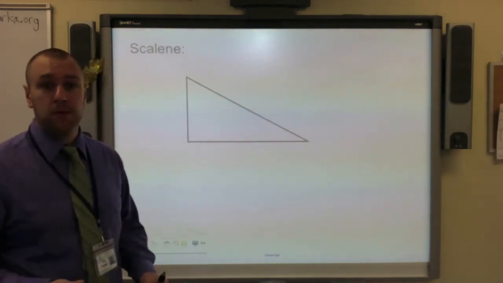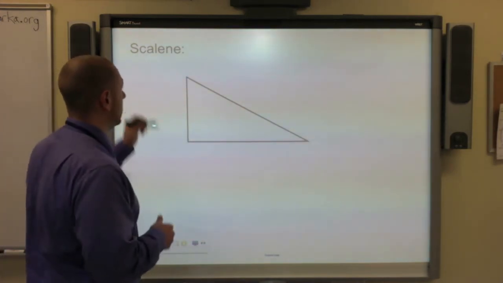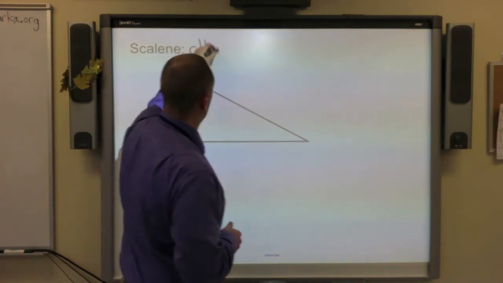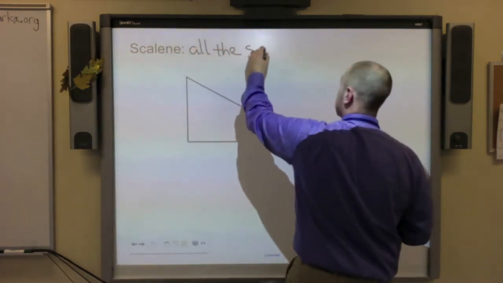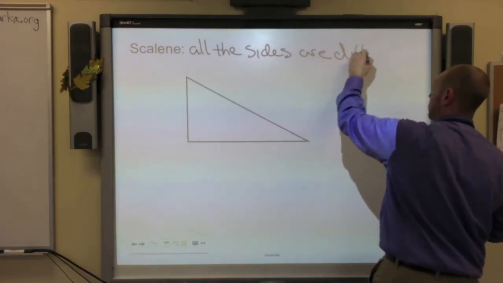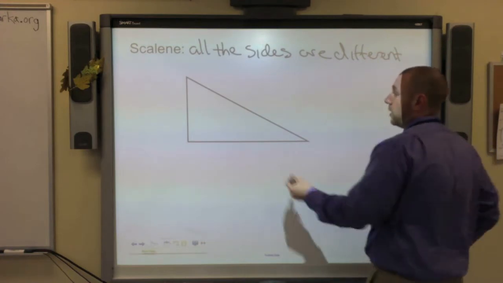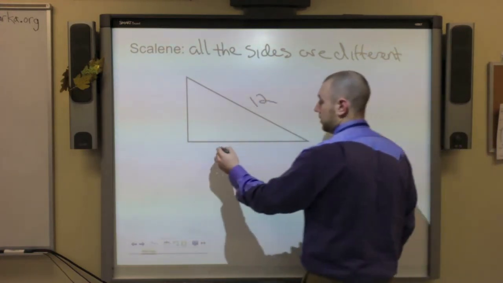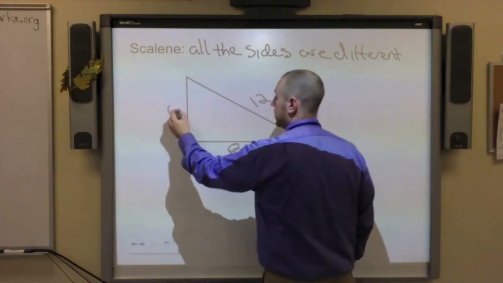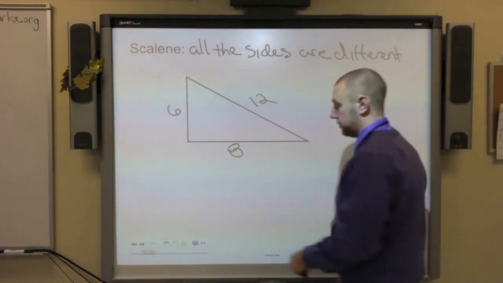The first type of triangle that we need to remember is scalene. Scalene means all the sides are different. So this could be 12, 8, and 6. As long as they are all different, it is a scalene triangle.